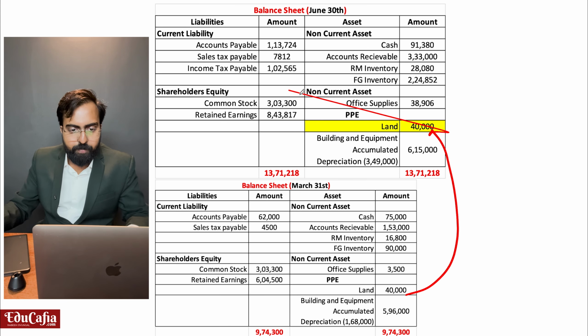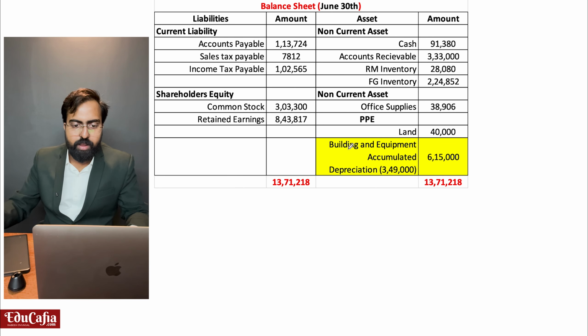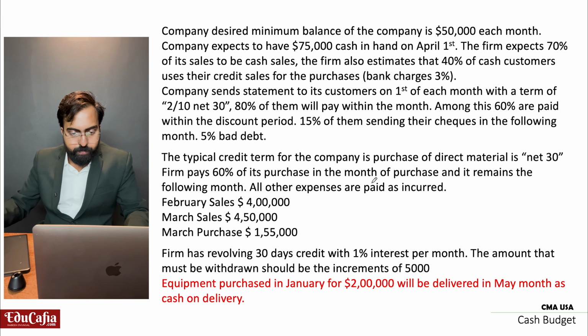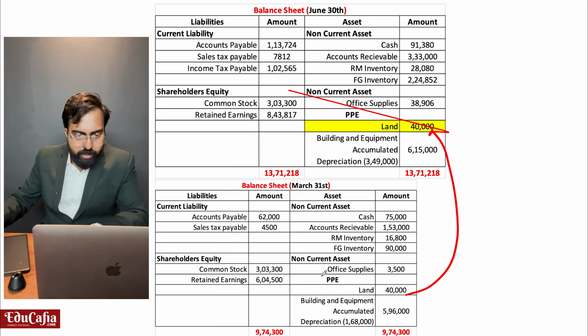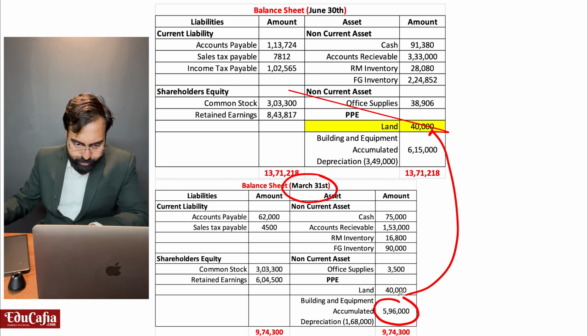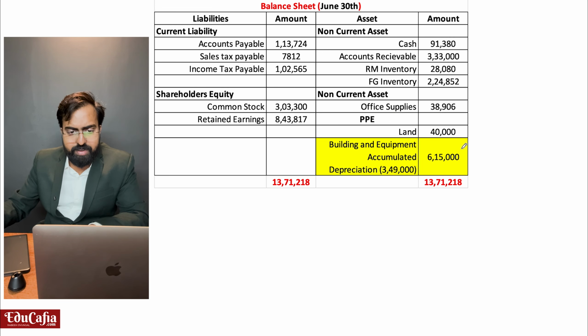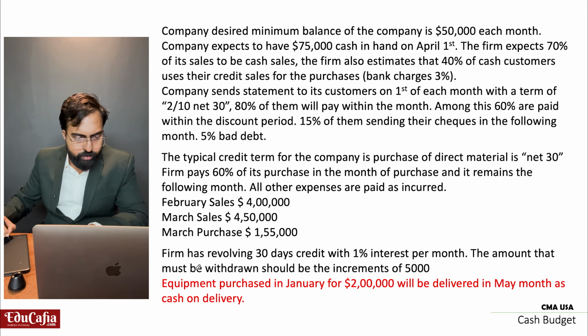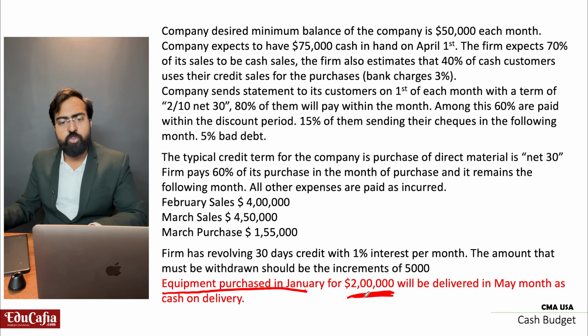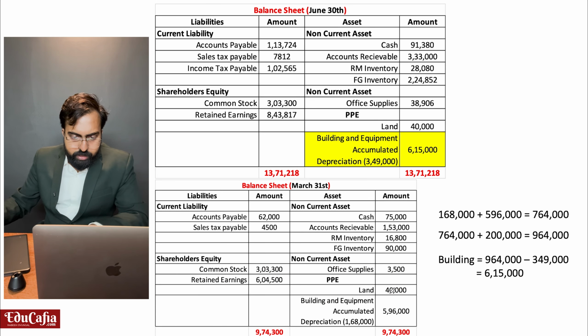Okay. Next, building equipment. Building equipment, that is 6,15,000. How did we get it? Because in March 31st, you can see 5,96,000. This is becoming this. How is it becoming this? Is there any extra purchase happened in building? Yes, it happened. In the question, we discussed the equipment purchased 2 lakh rupees. So 5,96,000, it is on March 31st.